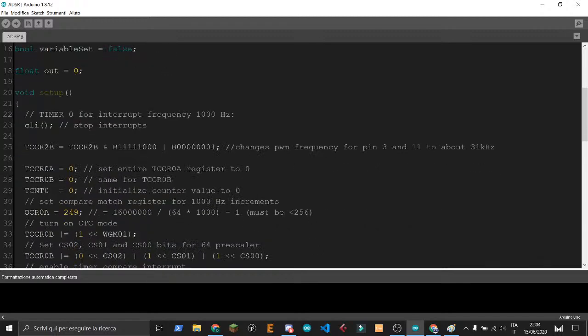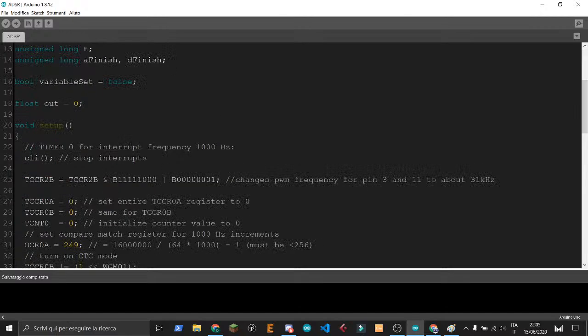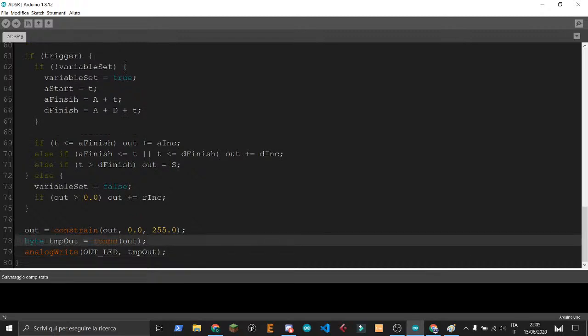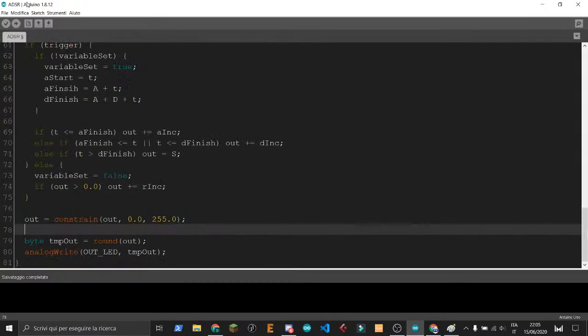So. Changes PWM frequency for pin 3 and 11 to about 31 kHz. Control S, save, salvataggio completato, and we are done. Maybe. I don't know. Because, as again, this is untested code. I don't take responsibility for any damage done to anything. The Control S. Okay, so now, of course, if any of you have any question about this whole thing, let me know.